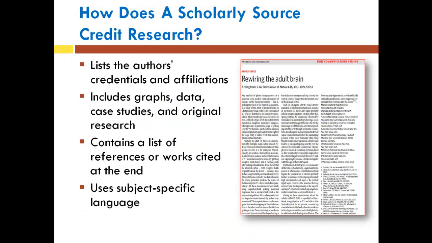How does a scholarly source credit the research? Well, it lists the author's credentials and affiliations. It includes the graphs and data, case studies, and original research. You can see the list of references or works cited at the end of this particular article in Nature on rewiring the adult brain. And interestingly enough, this is the same article that was referred to in the New York Times article. This is the original research. And it uses subject-specific language.